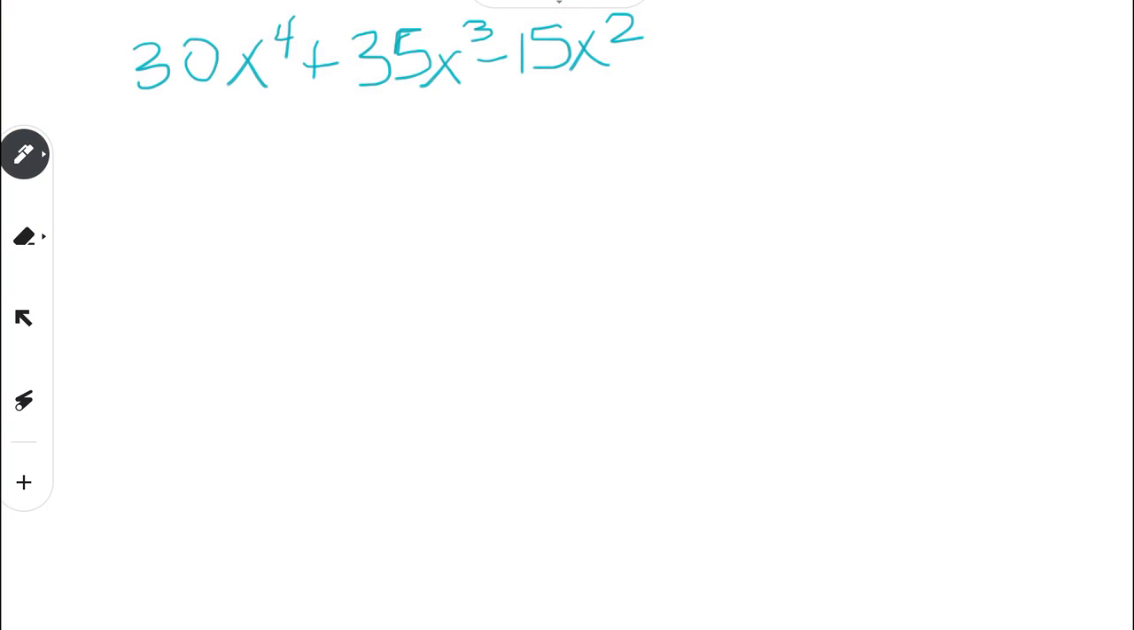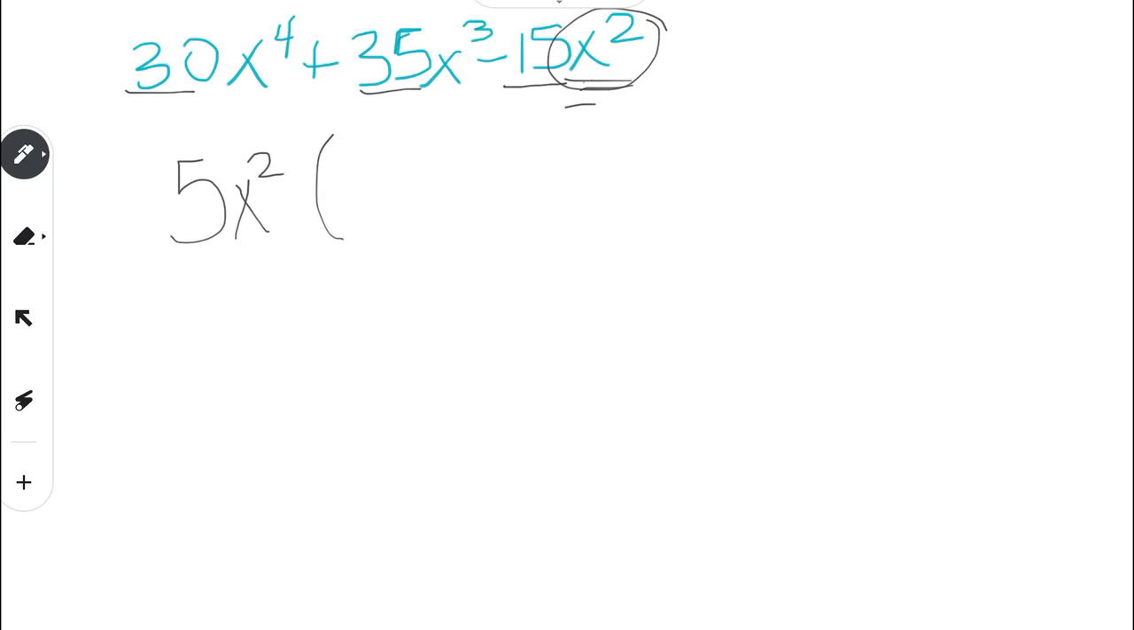In this question, we have 30x to the 4th plus 35x cubed minus 15x squared. Let's go ahead and figure out what our greatest common factor is. Between 30, 35, and negative 15, these are all multiples of 5. So I'm going to go ahead and factor out a 5. This tells me what the greatest common factor for the x term is, which is going to be x squared, because this is always the last one or the smallest exponential value. So this pretty much tells me what the x term is going to be.